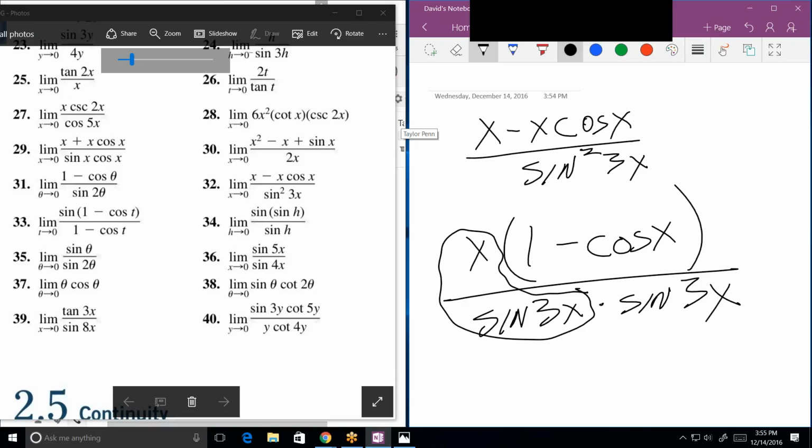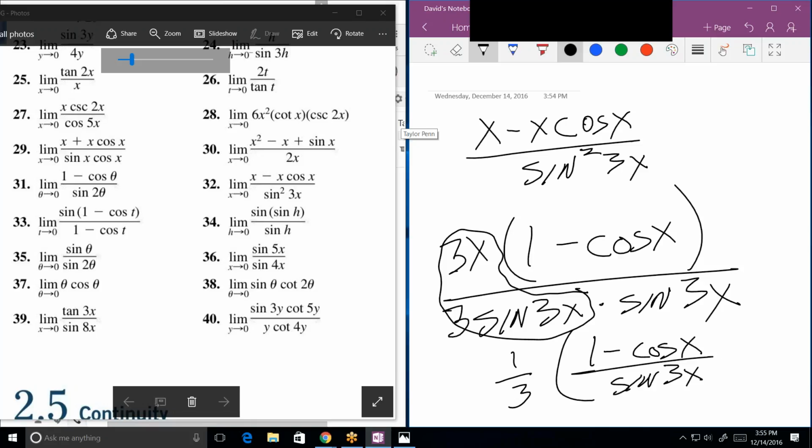So then I'll multiply both by 3. I'll multiply both by 3 at the top and bottom. Right, so I can do 3 there and 3 there. And now the part that I have circled goes to 1/3. Okay? Yep. And it's being multiplied by 1 minus cosine x, which does not go to 0. That goes to 2 over sine of 3x that goes to 0.